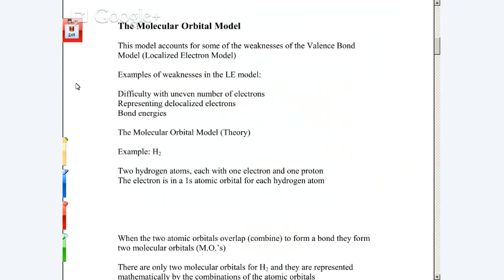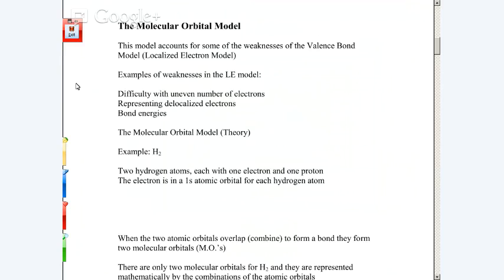That doesn't work in a lot of situations. I didn't say it doesn't work, it doesn't predict some things that we also want to account for. Specifically, uneven numbers of electrons. We talked about that when we drew Lewis structures. If you don't have an even number of electrons, if you have 7 electrons or 9 electrons, the Lewis structure thing all gets screwed up. It doesn't quite work anymore.